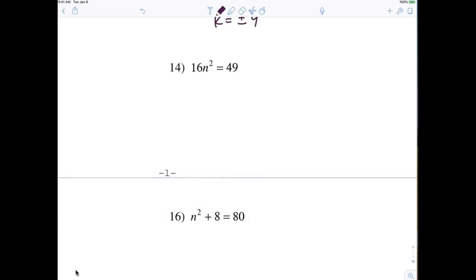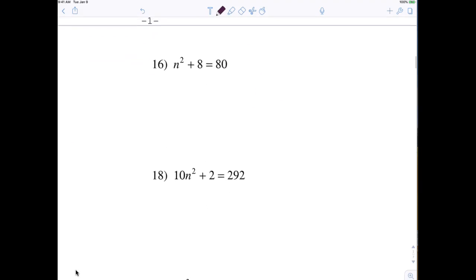Number 14, isolating. You end up with n squared is equal to 49 over 16. Everybody good with that? Now we take the square root of both sides. So n is equal to what? 7. No. Plus or minus 7. Thank you. Plus or minus 7/4.